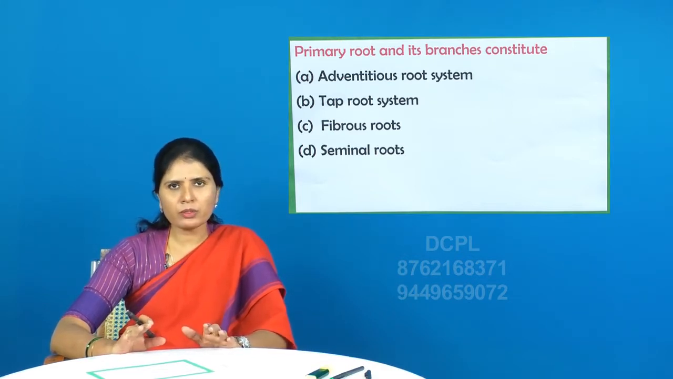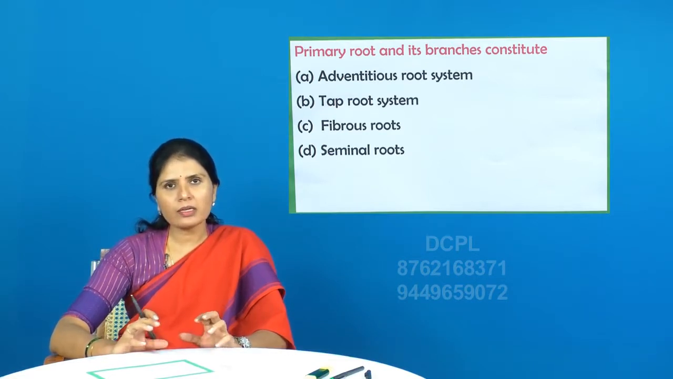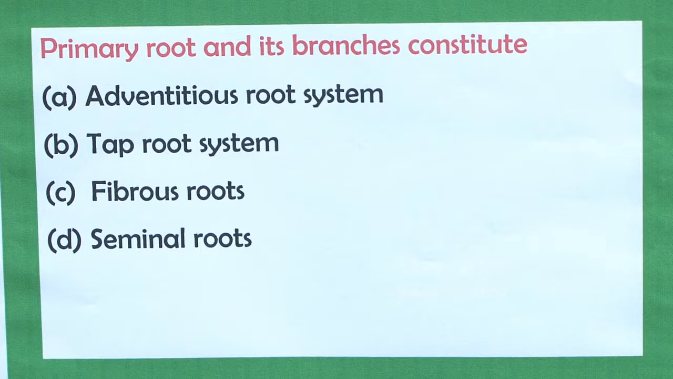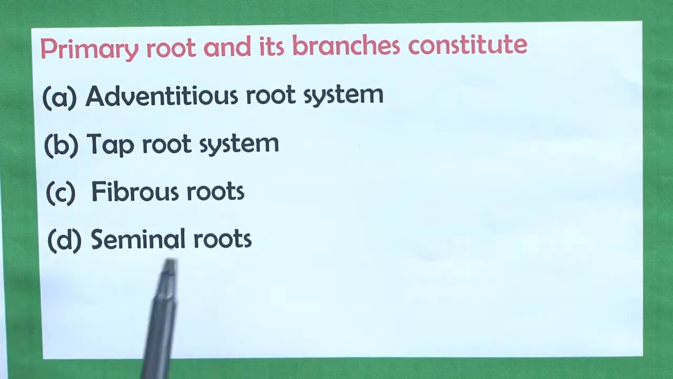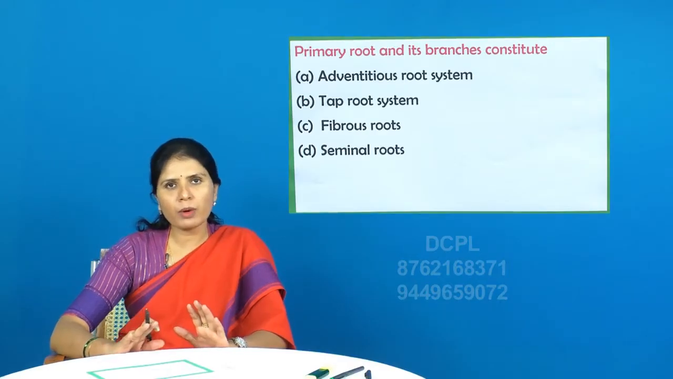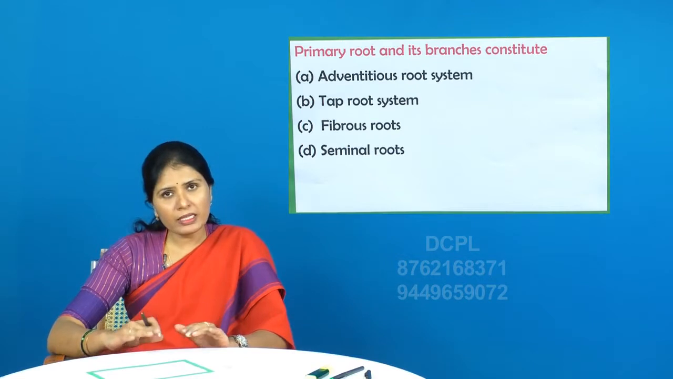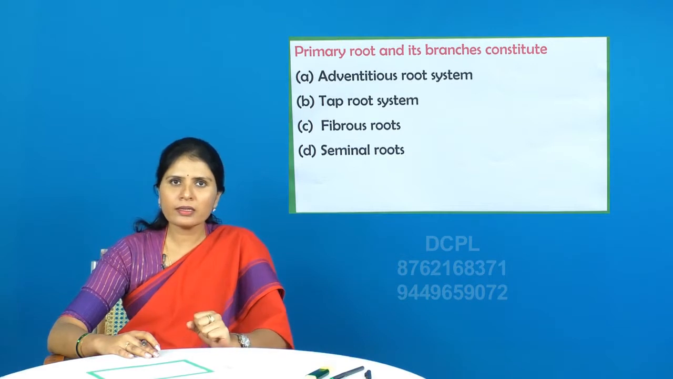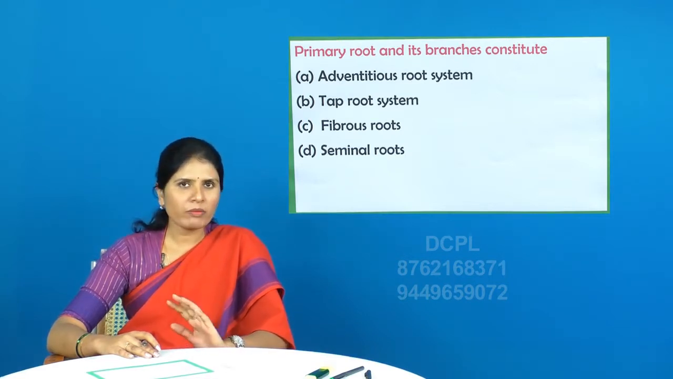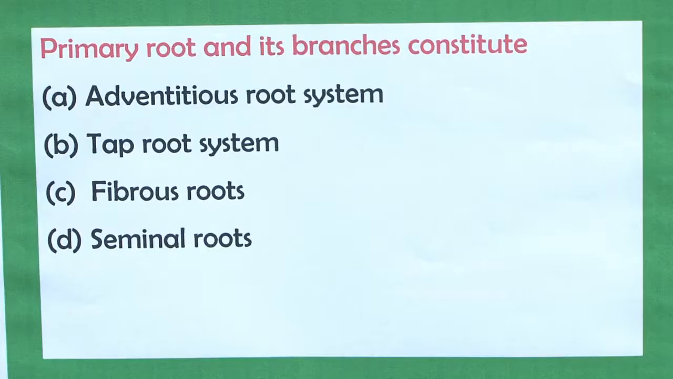When the growth of the primary root is arrested, then what happens? A cluster of roots or a group of roots are formed, forming a fibrous root. So, primary roots and its branches constituting the fibrous root cannot be the answer, and adventitious root system cannot be the answer, because any roots which develop apart from the radicle are called adventitious roots. They are the derivatives of the plumule. So, adventitious roots cannot be the answer, nor the fibrous roots.